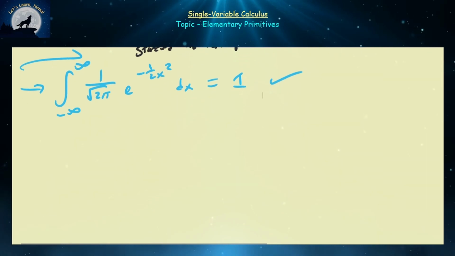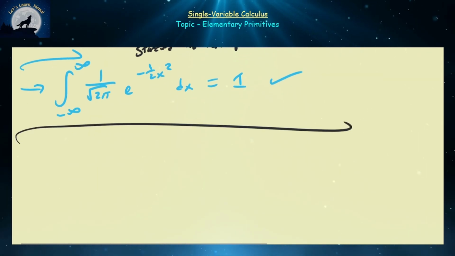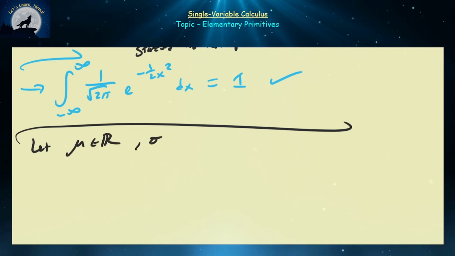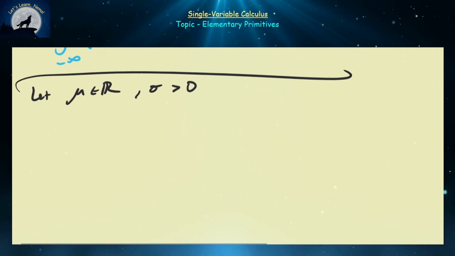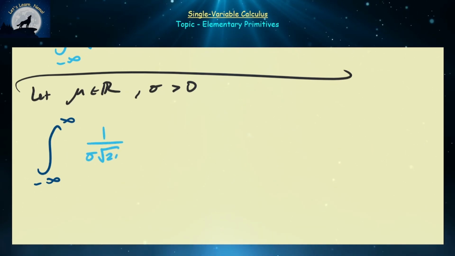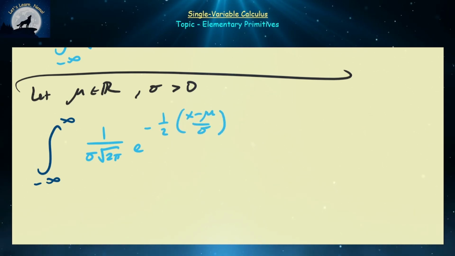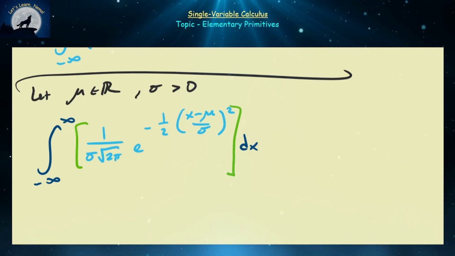Now, if you want to practice your u substitution in addition to these things, let's assume that mu is a real number and sigma is a positive real number as well. So what if I ask you, what is the integral from minus infinity to infinity of 1 over sigma square root of 2 pi, e to the minus 1/2 times the quantity x minus mu over sigma, squared, dx? What do you think this area is equal to? You can probably guess this is actually equal to 1.